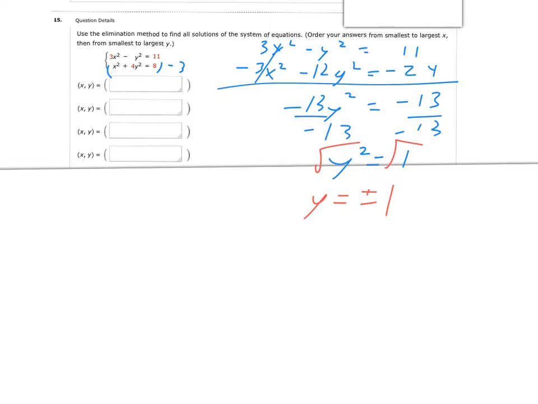So I have to plug it in once as 1. So 3x squared minus 1 squared equals 11. And then 3x squared minus negative 1 squared equals 11. So over here, it's 3x squared minus 1 equals 11.